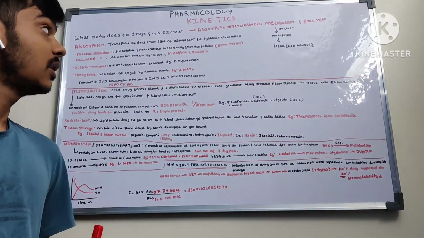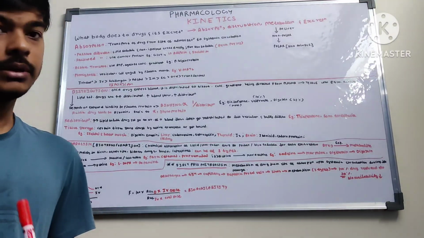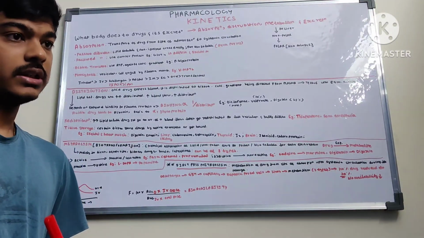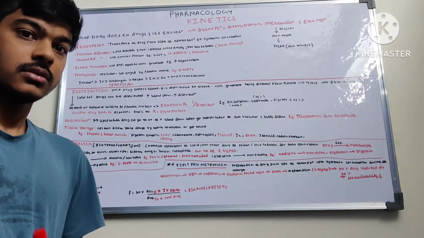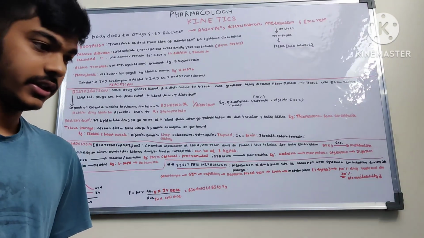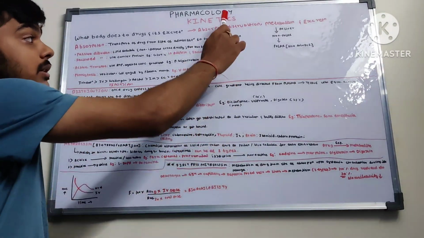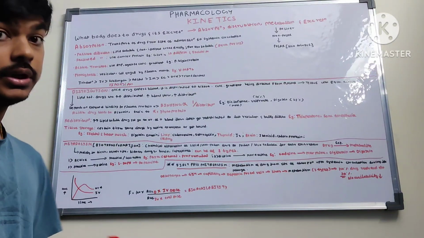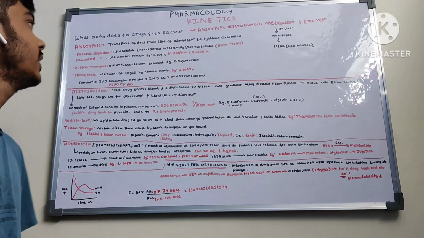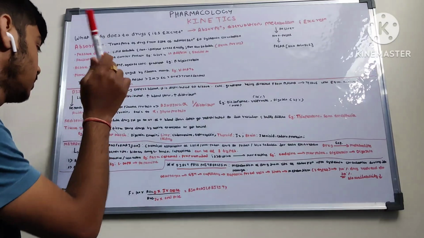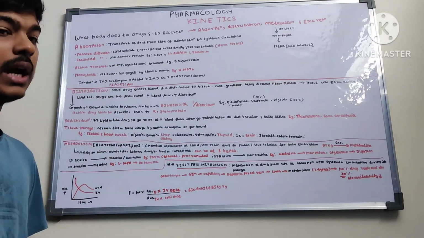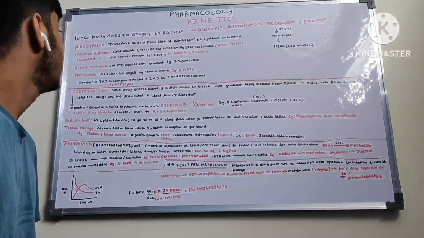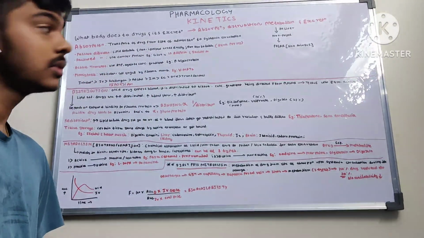Yes, they also come under this, but initially we'll be dividing this lecture into two parts, that is kinetics and dynamics. So what is pharmacokinetics? Very interesting. Pharmacokinetics means what the body is doing to the drugs. We can divide this into four phases: absorption, distribution, metabolism and excretion. Here we will study absorption first.